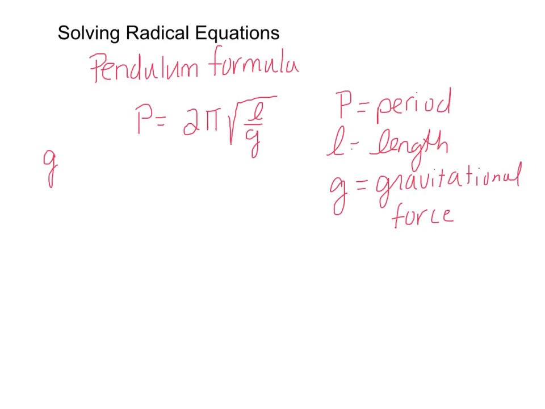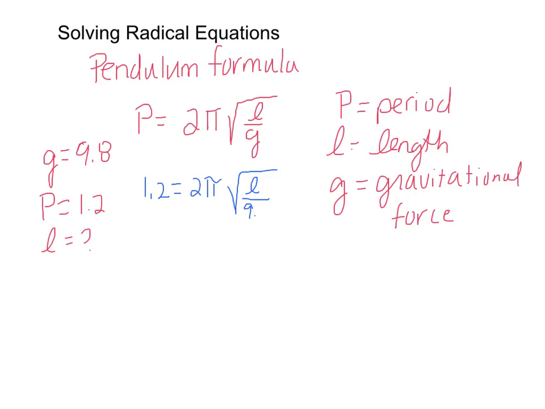All right, so if I'm given a few things, so let's say in this problem, of course we know what the gravitational force is, or you will if you're in physics, it's 9.8, okay? And in this particular problem, we're going to say that the period is equal to 1.2, and we want to find out what the L is equal to, okay? So you're going to go ahead and plug those in. So let's do that. So we're going to have 1.2 equals 2 pi times the square root of, since we're trying to find the L, we're just going to leave L there, but we're going to put 9.8 in for the gravitational force, okay?